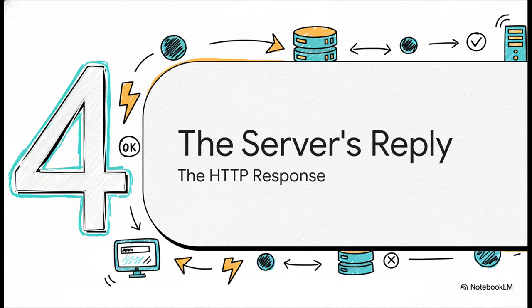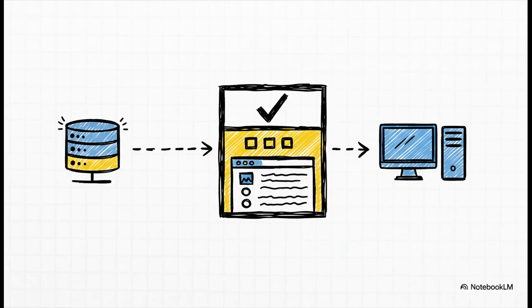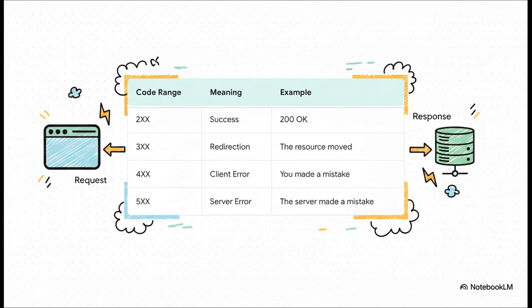This is the final leg of our journey, the HTTP response. So the server's reply looks a lot like the request. It's got its own headers, but it starts with a really, really important piece of info, a status code. And if everything went well, it also contains a body, which is the actual data you asked for. These status codes are all grouped into categories. Anything in the 200s means success, we're good. 300s mean, hey, that thing you wanted moved.